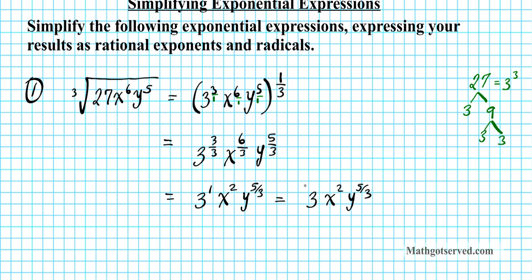as rational exponents. Okay, so there goes that, and then let's identify what type of result this is. This is rational exponents. All right, now the question calls for us to express the answer in radical form also.